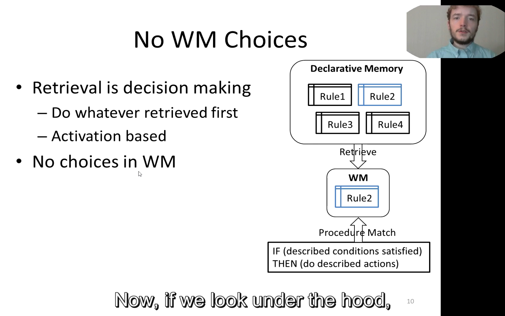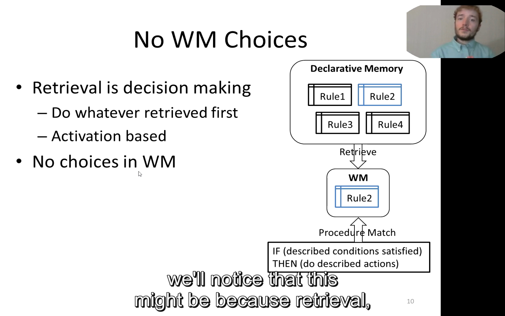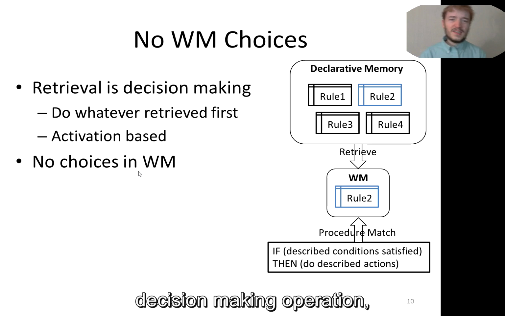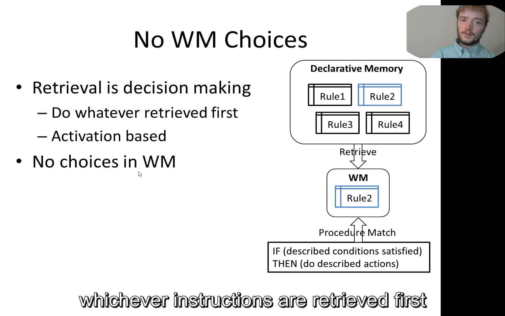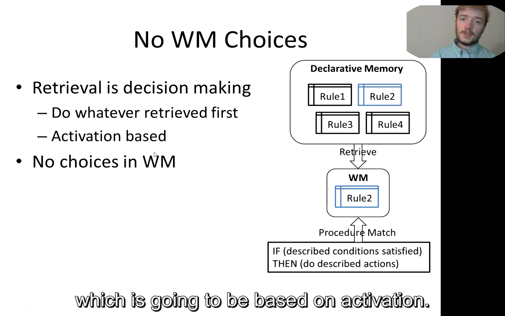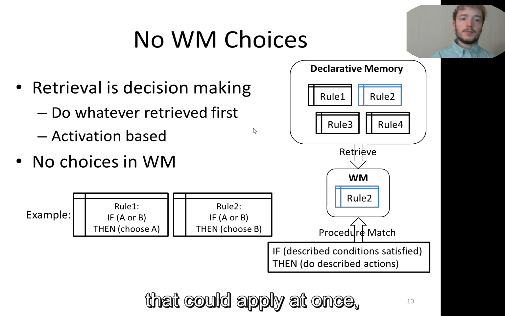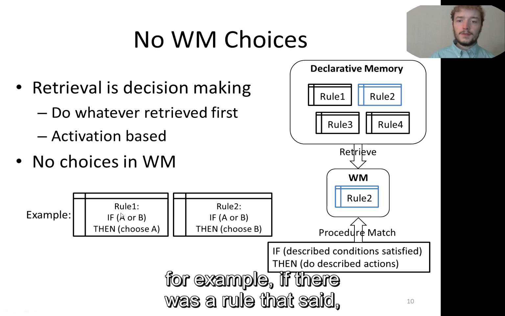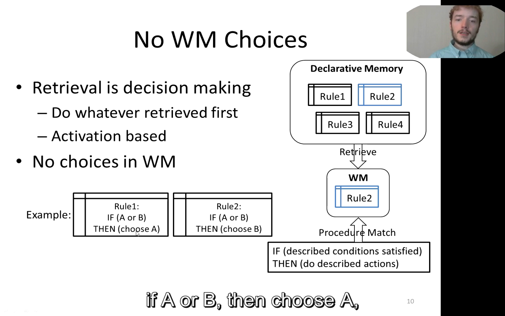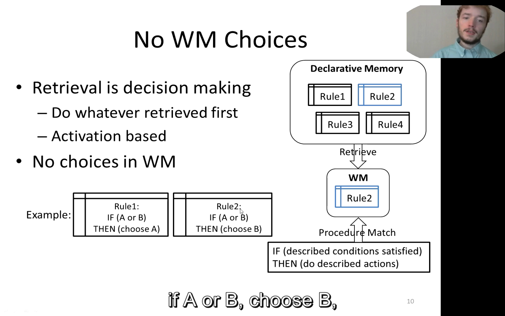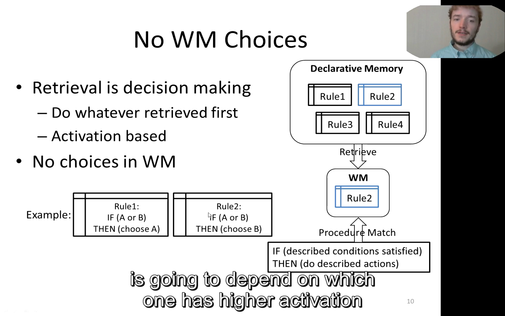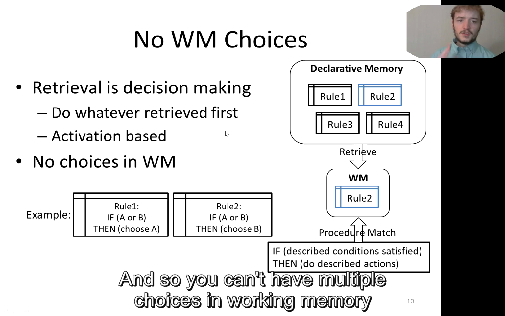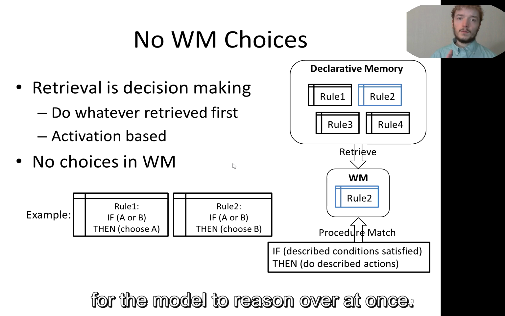Now if we look under the hood, we'll notice that this might be because retrieval in ACT-Transfer is also the fundamental decision-making operation, which is to say that the model will do whichever instructions are retrieved first from declarative memory, which is going to be based on activation. If there were multiple rules in long-term memory that could apply at once, for example, if there was a rule that said if A or B, then choose A, or there was another rule known in long-term memory, if A or B, choose B, whichever one of these options is going to be chosen is going to depend on which one has higher activation and which is going to be retrieved into working memory. So you can't have multiple choices in working memory for the model to reason over at once.